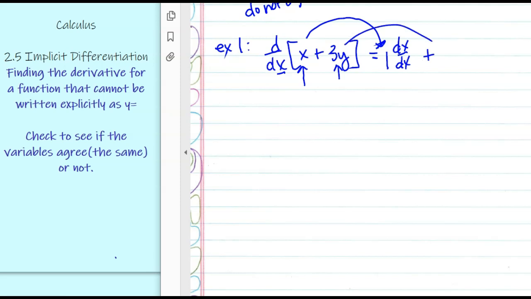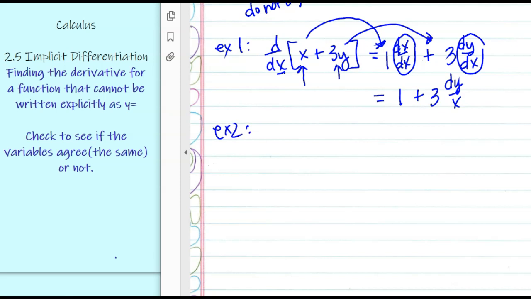Now we take the derivative of the second piece, and we're going to say the derivative of 3y is 3. And then we have to chain rule it. We have to take the derivative of y with respect to x. So we get 1 plus 3 dy/dx. Why? Because our function has x and y in it. So our derivative has to show that we're taking a derivative of x with respect to x and of y with respect to x. So this is our final derivative.